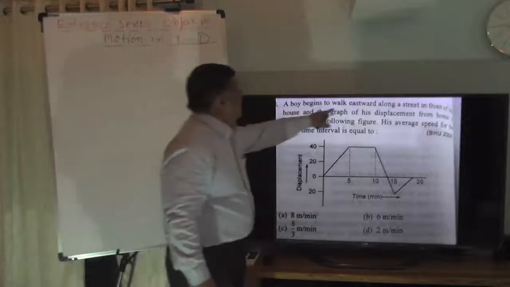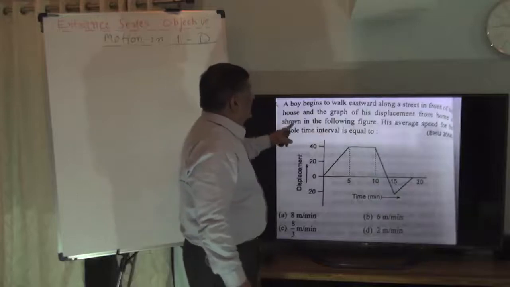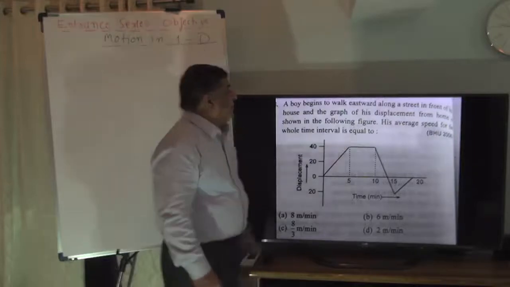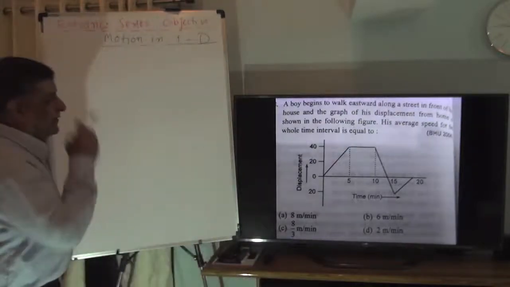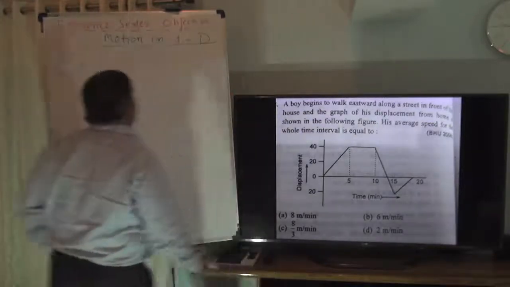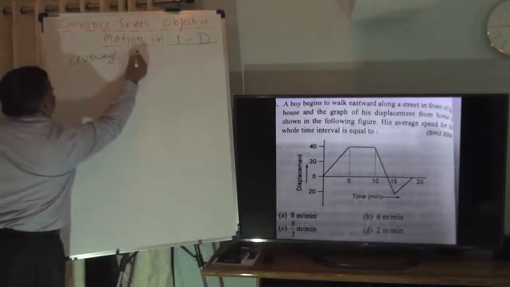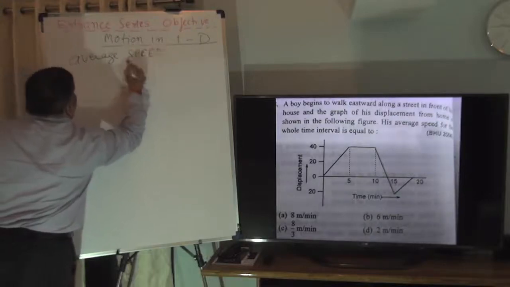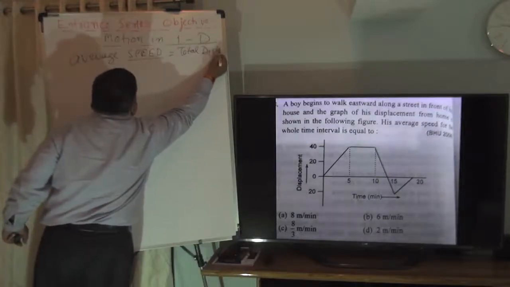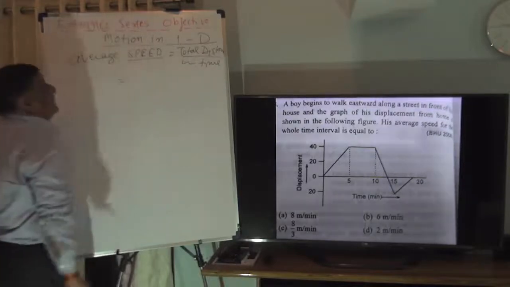Next question. A boy began to walk eastward along a street in front of a house, and the graph of his displacement is shown in the figure. His average speed for the whole time interval is equal to. You see what we are supposed to find out. Average speed. What is our formula for average speed? Mind this word, speed. Total distance divided by total time.